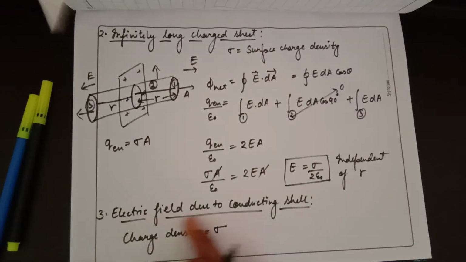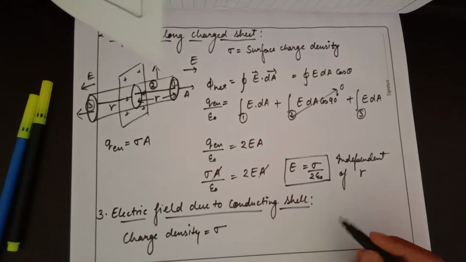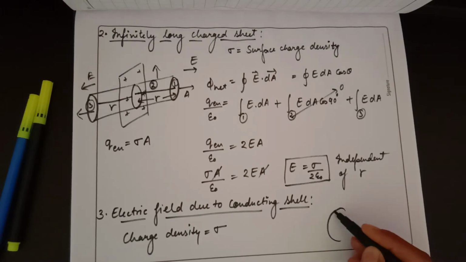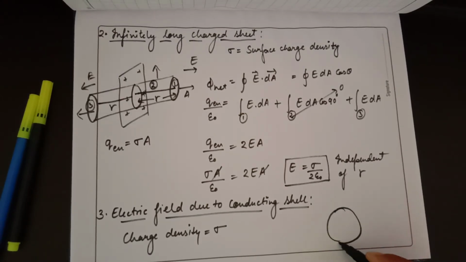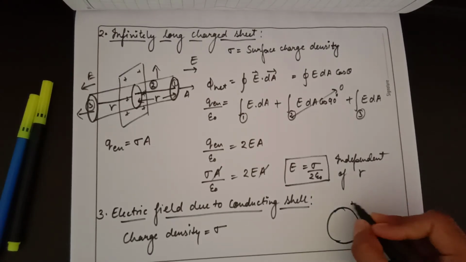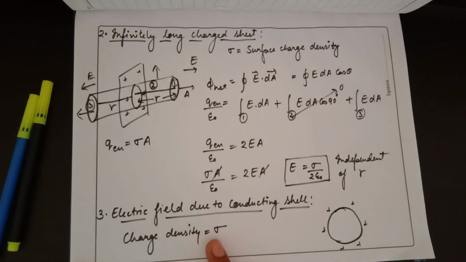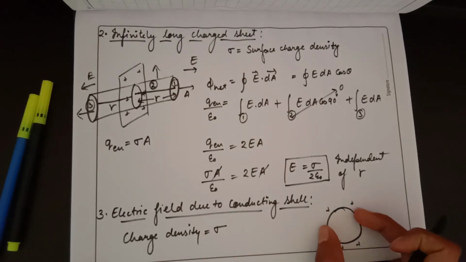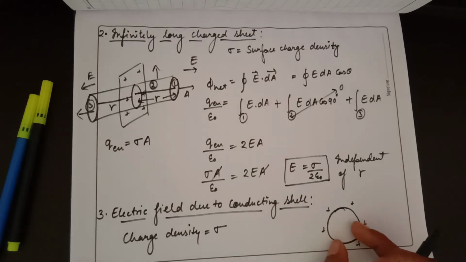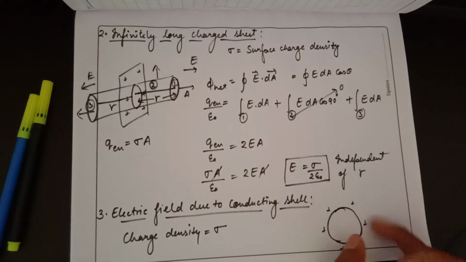Next is the electric field due to a conducting shell. As you know, by conducting we mean if it has a charge q, it will come to the surface only, and if the charge density is sigma, we will see three cases: one inside the conducting shell, one on the surface of the conducting shell, and one outside the conducting shell.